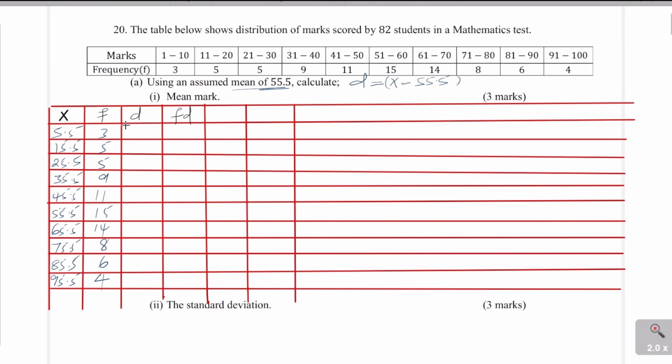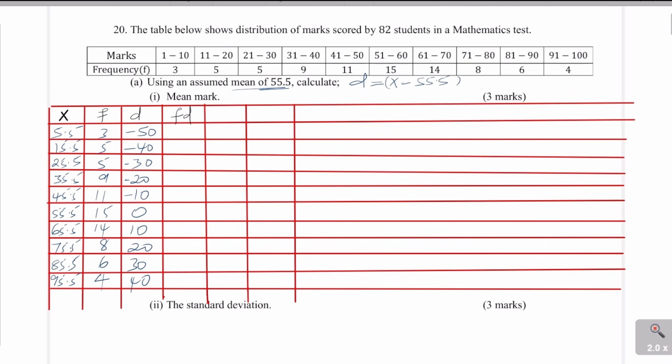That gives negative 50. 15.5 minus 55.5 gives negative 40. 25.5 subtract 55.5 gives negative 30. 35.5 subtract 55.5 gives negative 20. The next one, 45.5, gives negative 10. And then the next one is 0, 55.5 subtract 55.5. The others are 10, 20, 30, and 40. That is how we get D.